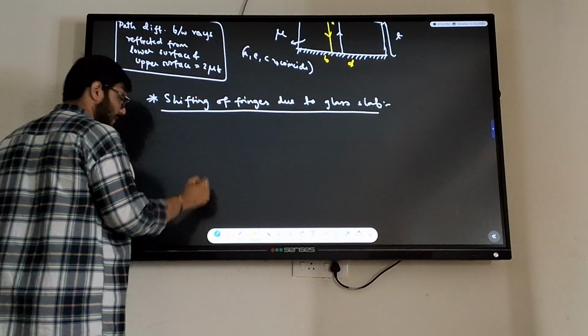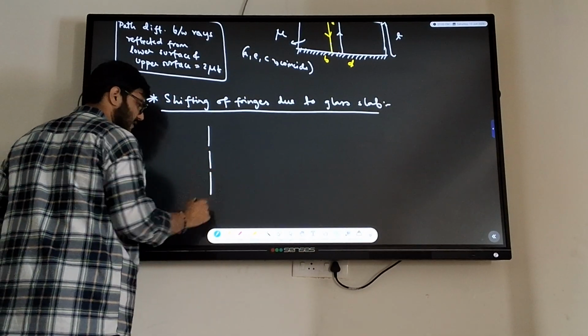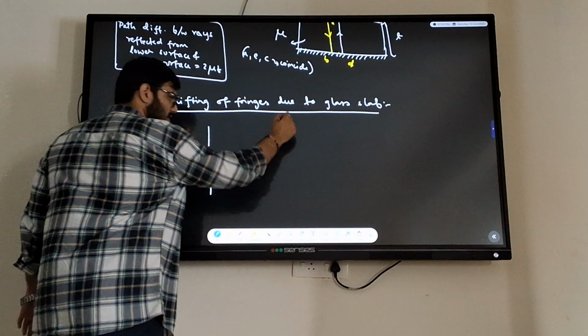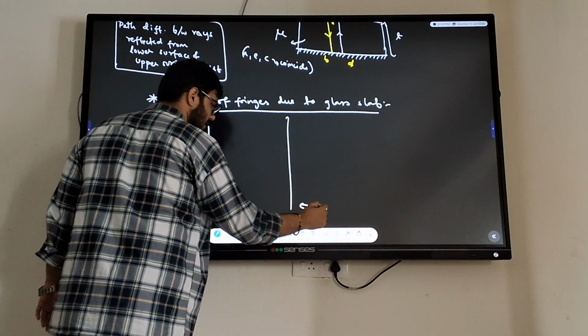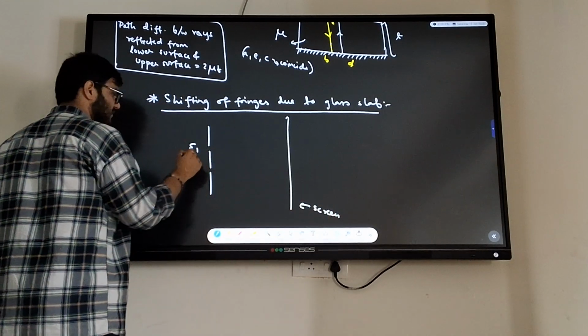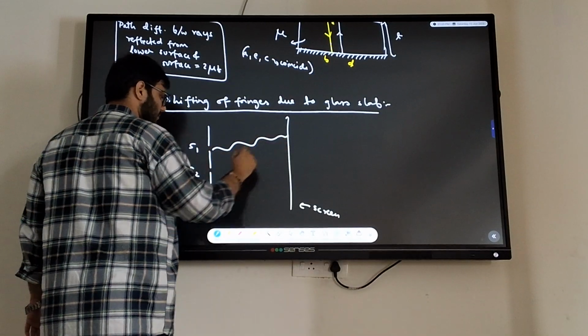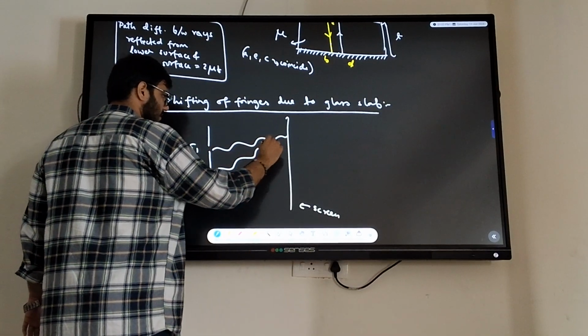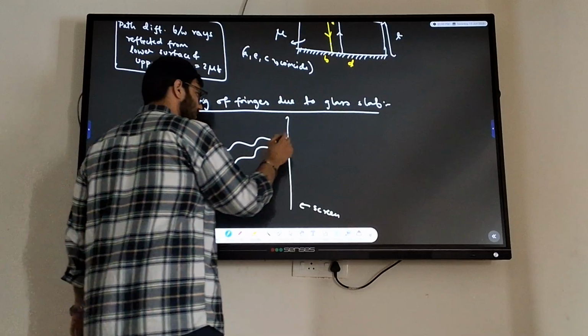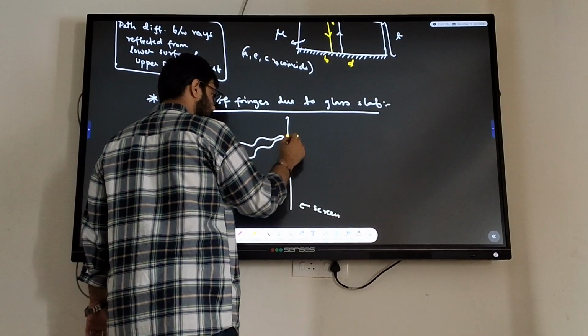You remember this apparatus or the setup was something like this. You have two slits, you have a screen, and this is S1, S2. And we were talking about when they meet at some point P, what is the thing that you will find at this point P?